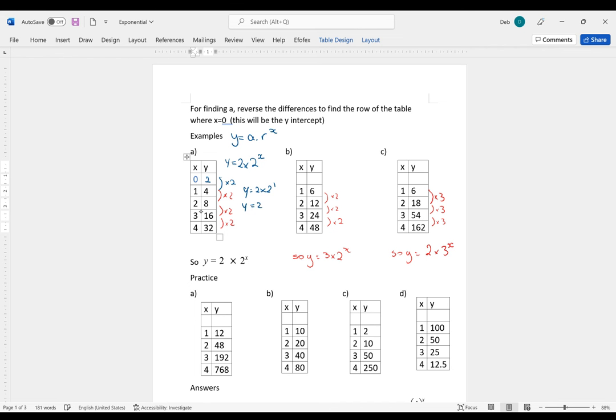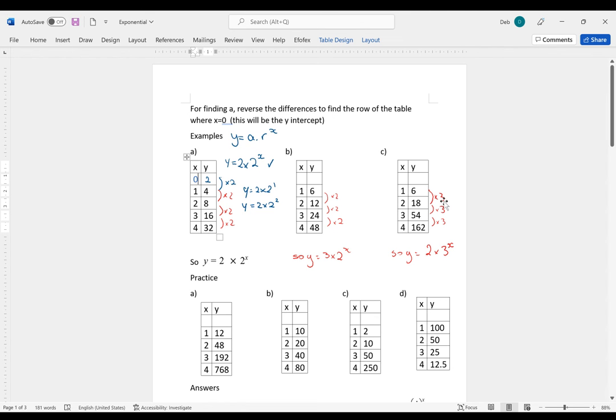y equals 2 times 2 to the power, and x in this case is 2. So we're looking at this one here. That would give us y equals 2 times 2 to the power of 2. 2 to the power of 2 is 4. So that gives me 2 times 4, which is 8. So this formula is correct. So we can very happily say that we've got the right one here. So let's try the next one.